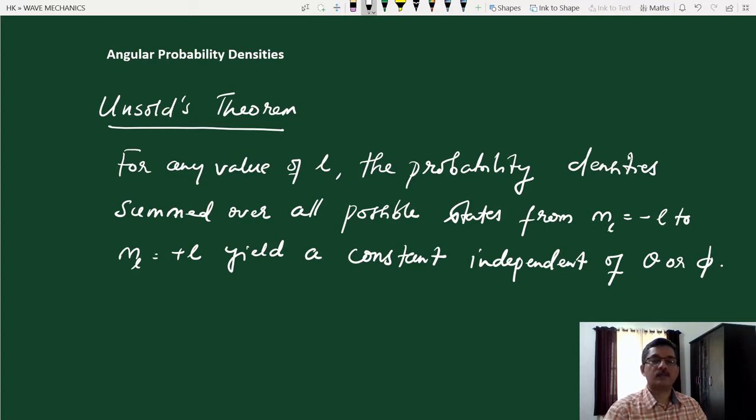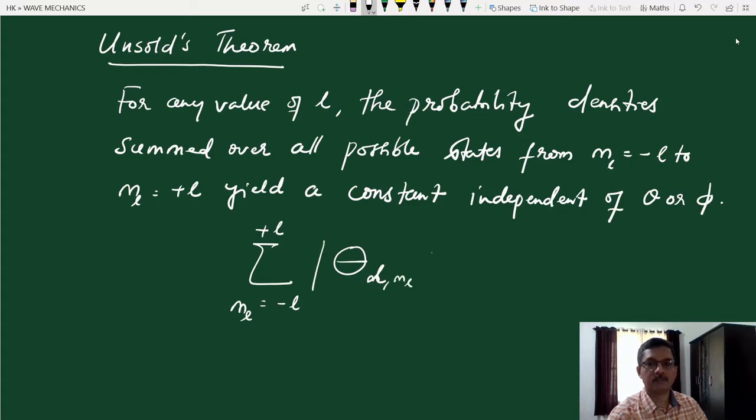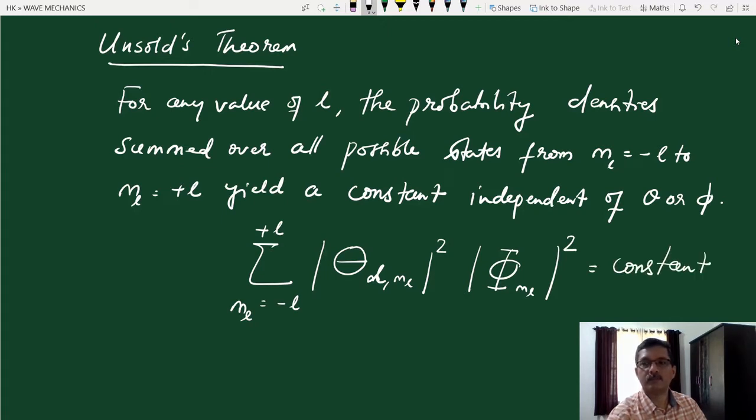So this is Unsold Theorem. For any value of L, the probability density summed over all possible states from ml equals minus L to ml equals plus L yields a constant independent of theta or phi. Or if we write it as an equation, sum over ml from minus L to plus L of mod theta square, where theta depends on L and ml, into mod phi square, where phi depends on ml, is equal to a constant.